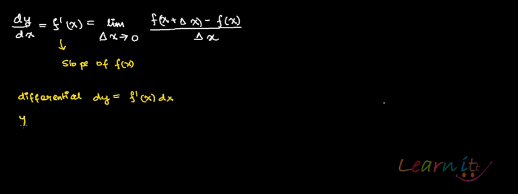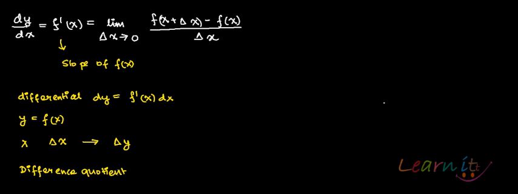Now you have y is equal to f(x). When x changes by delta x, it will also lead to change in y. There will be some change in y, which we say as delta y. Now this difference coefficient, I'm so sorry, I told you coefficient, difference quotient is delta y by delta x, which is nothing but rate of change of y with respect to rate of change in x.